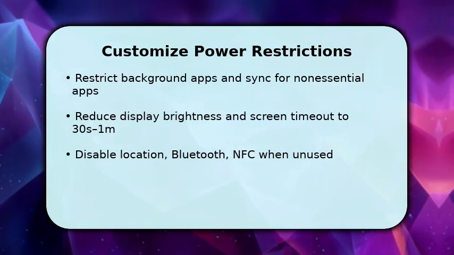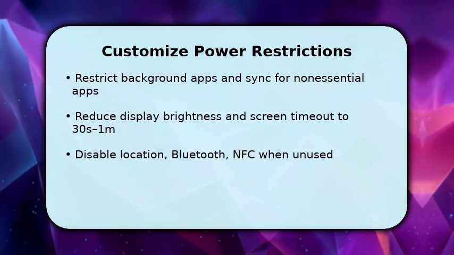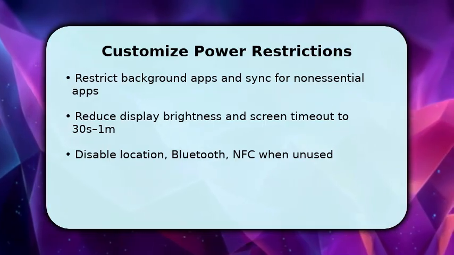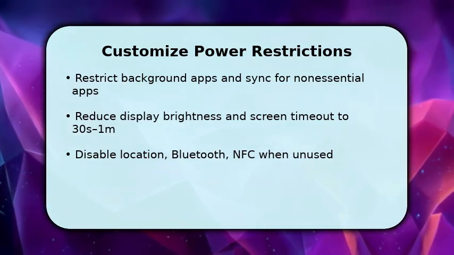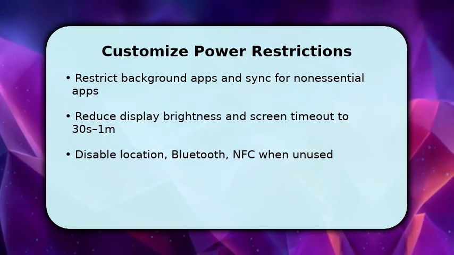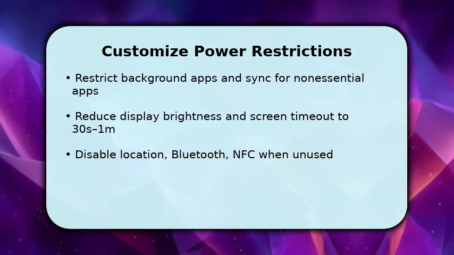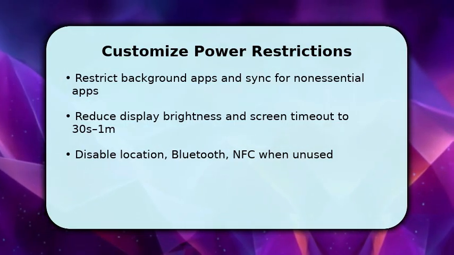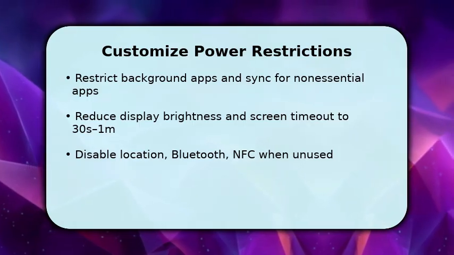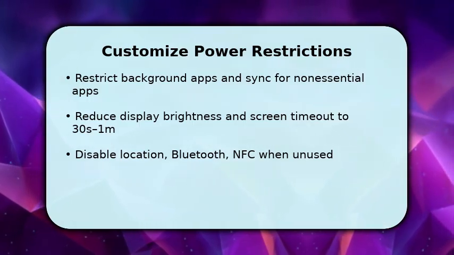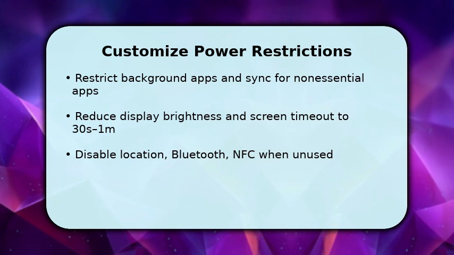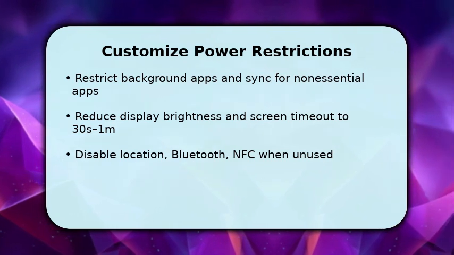Then adjust display settings, lower brightness, enable adaptive brightness if available, and shorten screen timeout to 30 seconds to 1 minute. Once done, turn off radios like Bluetooth, NFC, and location when you don't need them, because radios draw significant power, even idle. These measures compound to extend runtime substantially.